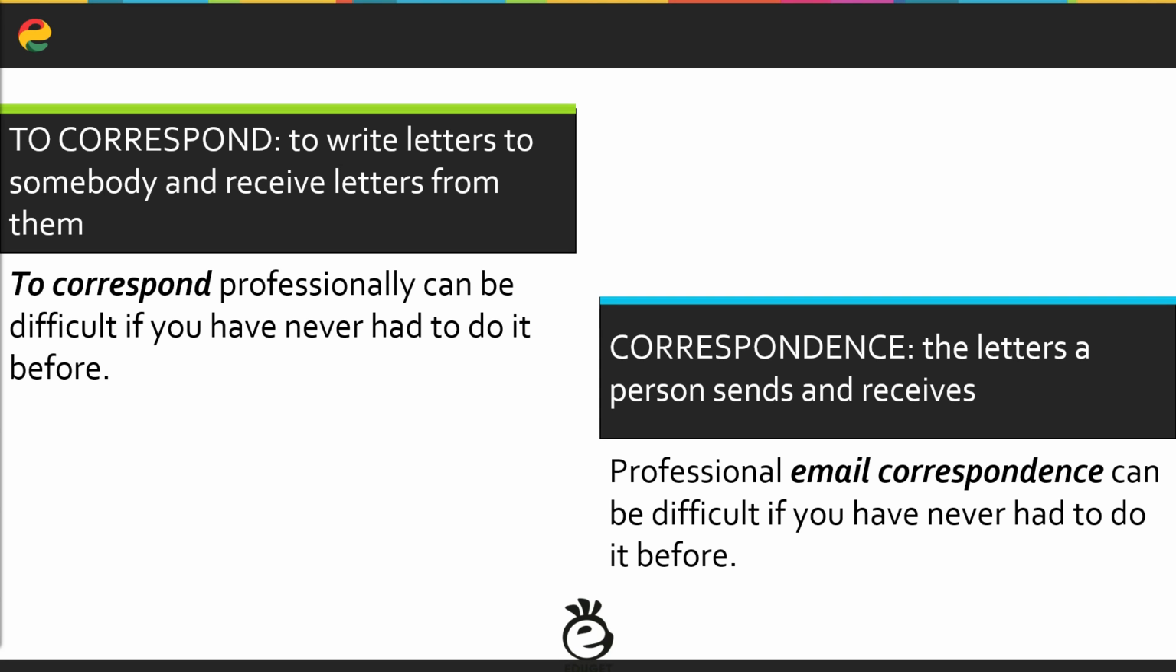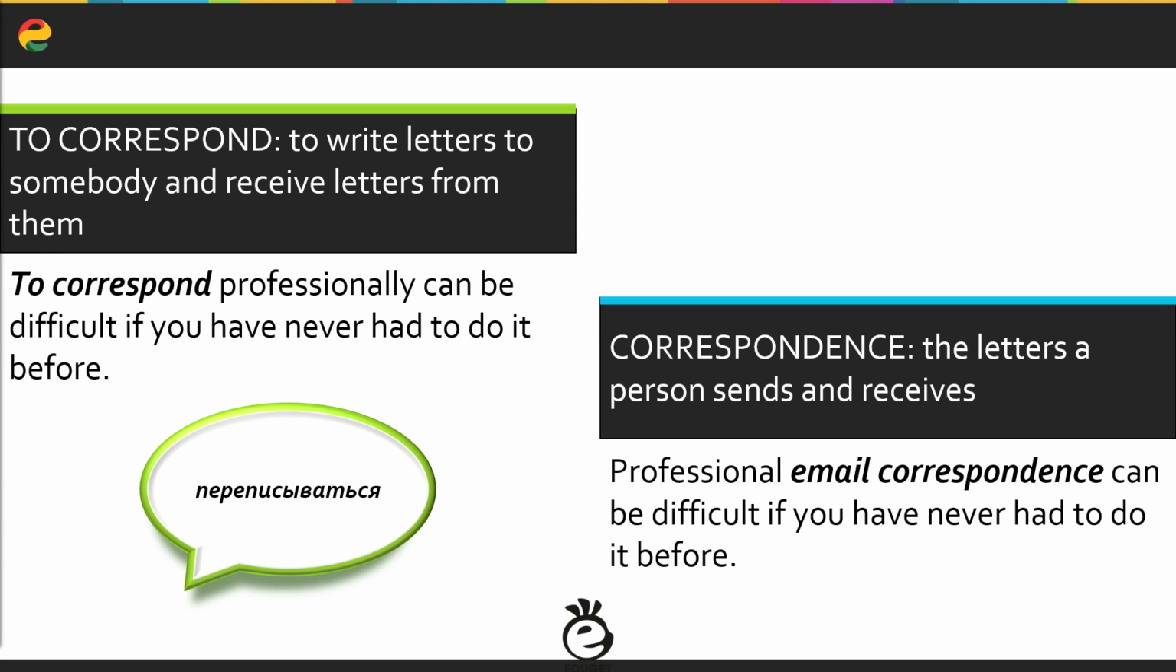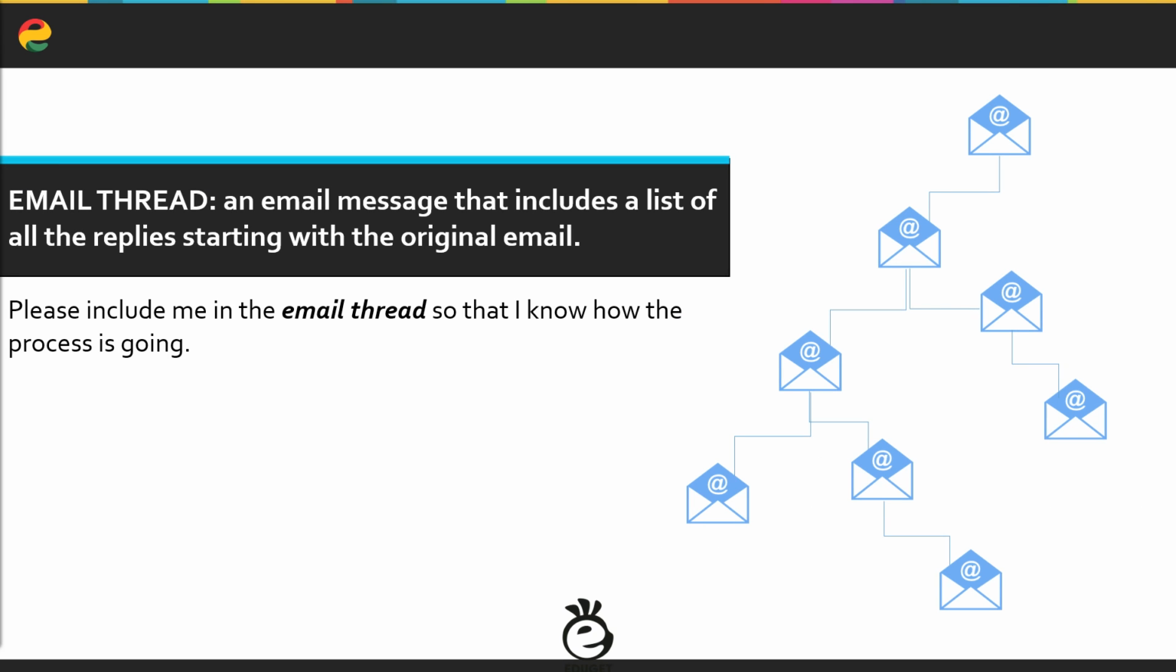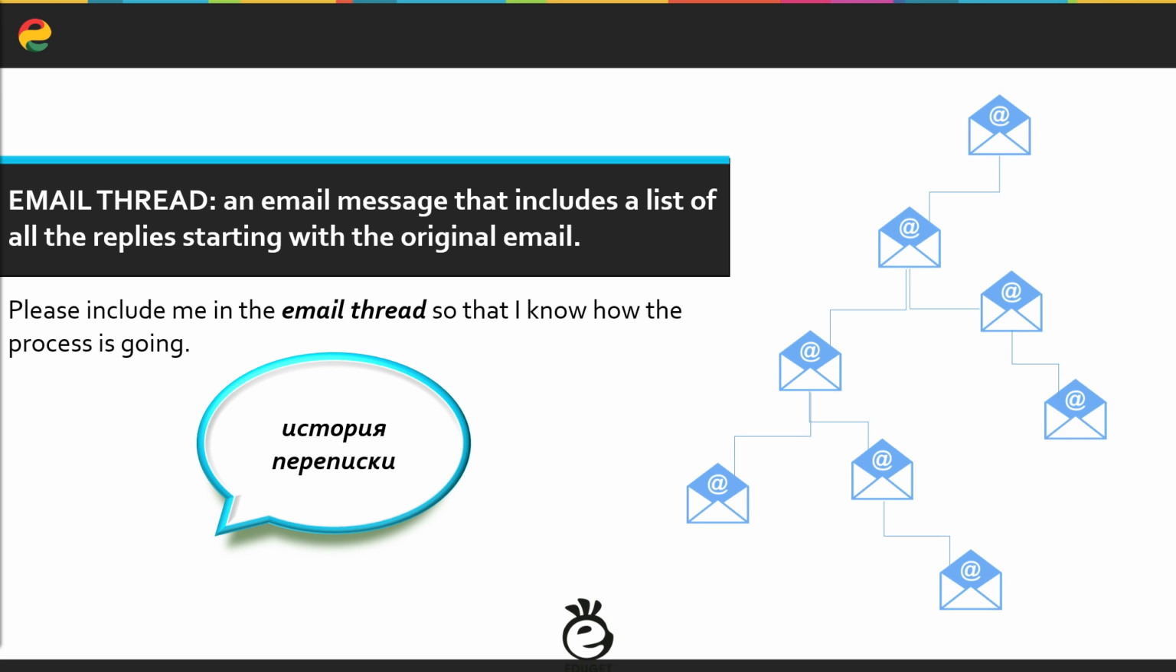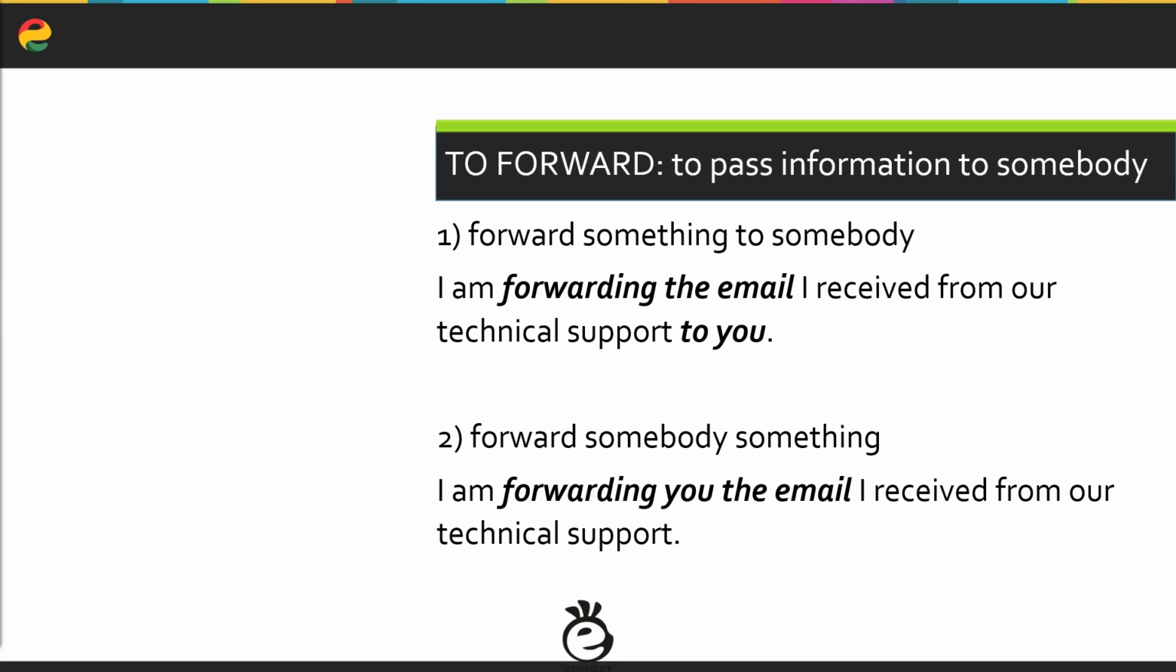To describe the whole process of writing and receiving emails, we can use the verb to correspond. And as a result, all the letters sent and received are called correspondence. Have you ever been included in an email thread? Which means that you have received an email in which you can see previous emails and replies of all the recipients involved in the correspondence. When you receive an email and pass it without any changes to another recipient, you forward it.